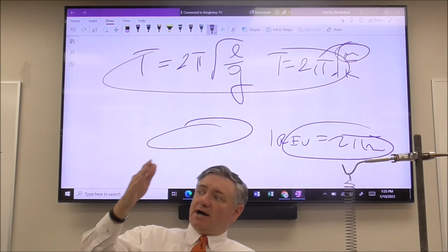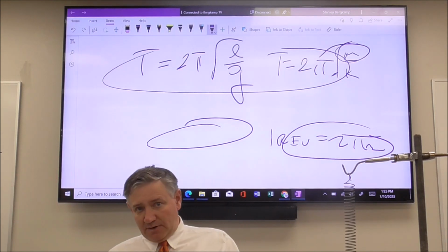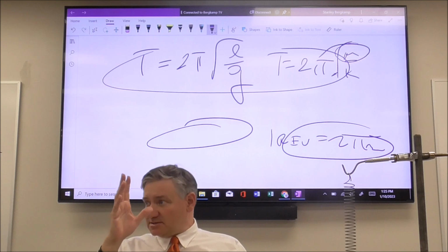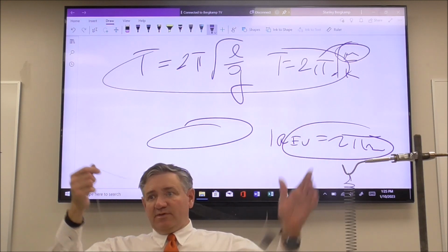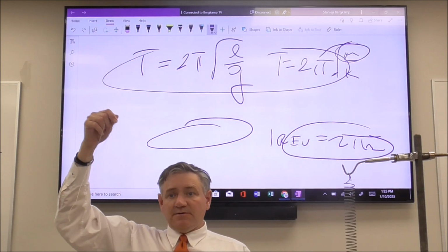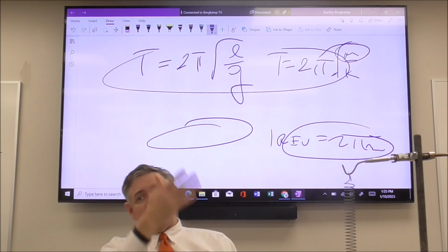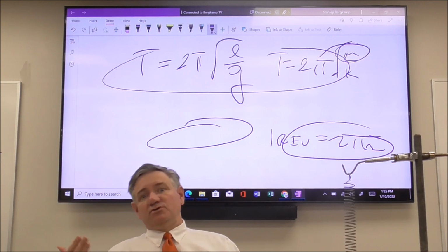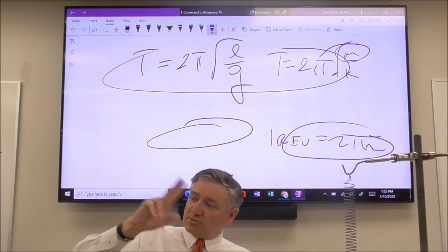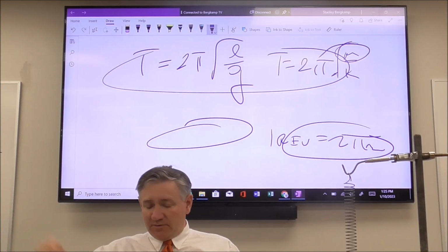So this is why in one revolution there's 2 pi radians. This is why 2 pi is a factor, because as this thing goes around like this, you can view it as traveling through part of a circle. There's 2 pi radians in a circle. That's where that 2 pi comes into play for both of these.